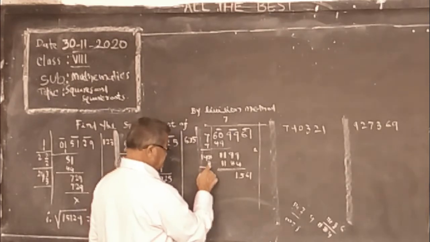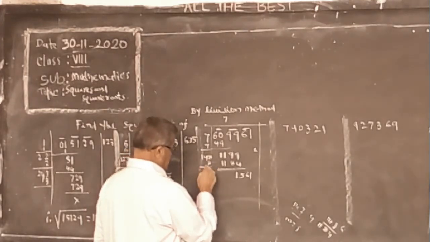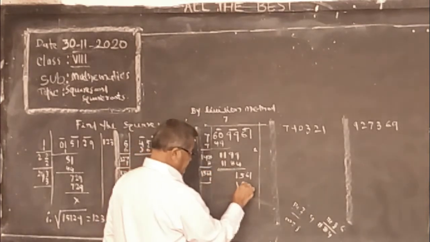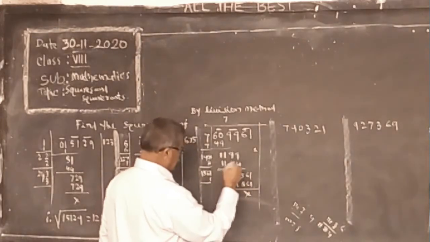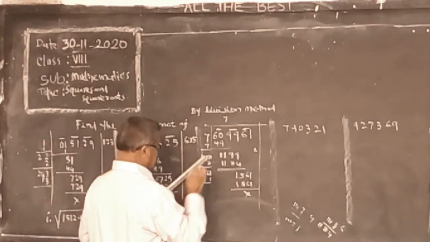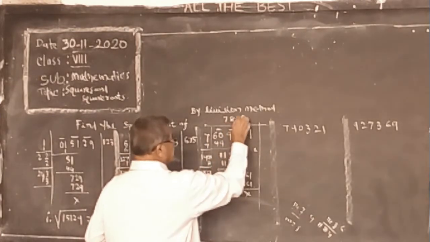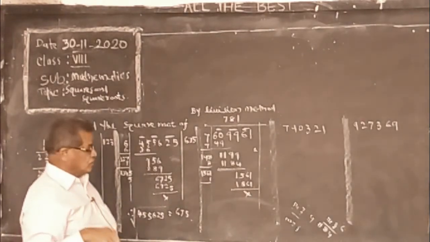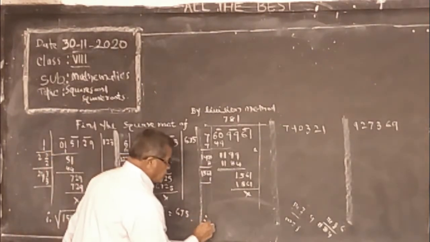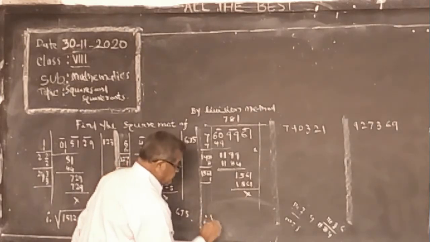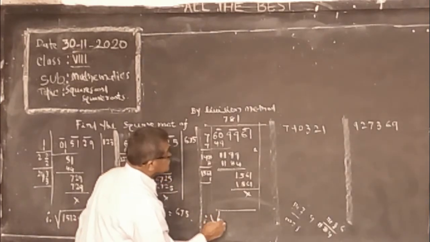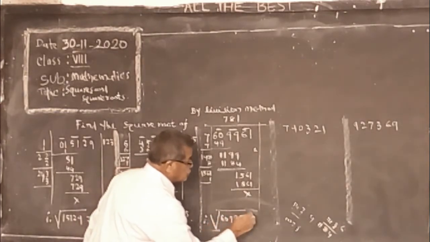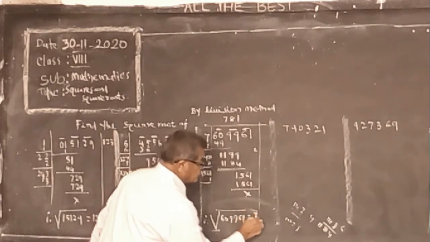This is 16, 5, 1. Ones are going. Ones are 15, 61. Same. Remainder is 0. For the first pair 7, second pair 8, third pair 1. It is divisible by 1 only, not 9. So therefore, square root of 609961 is equal to 781.